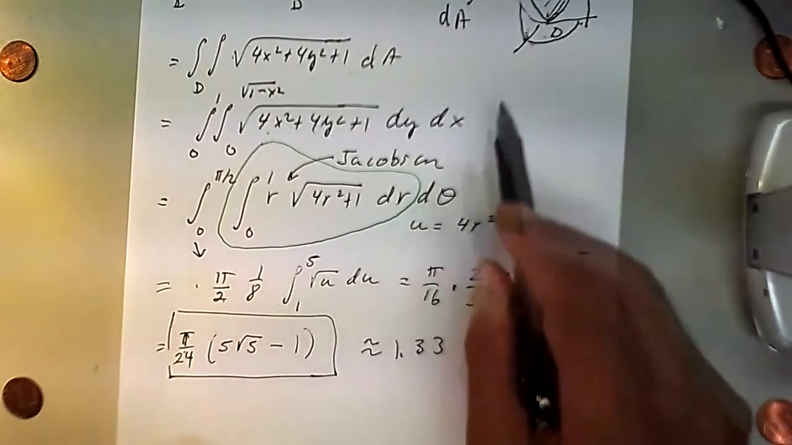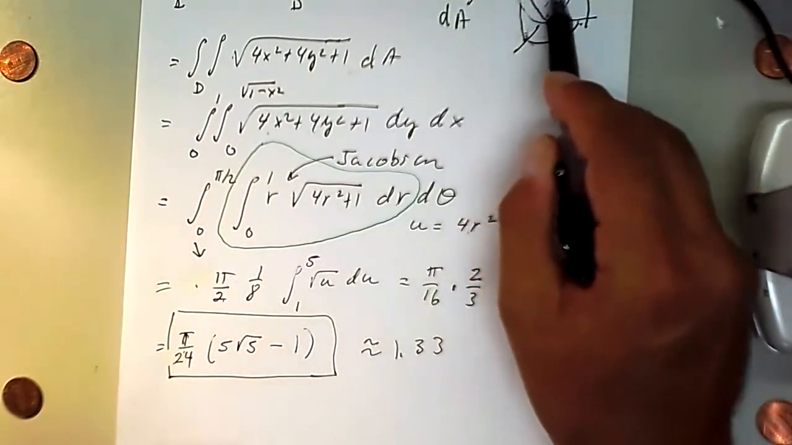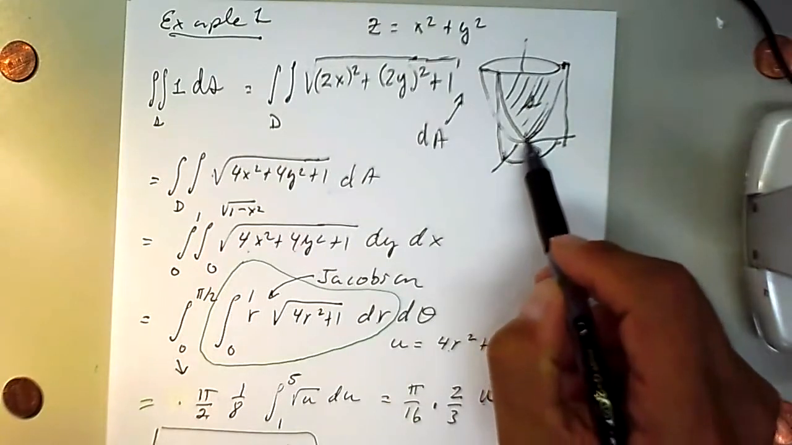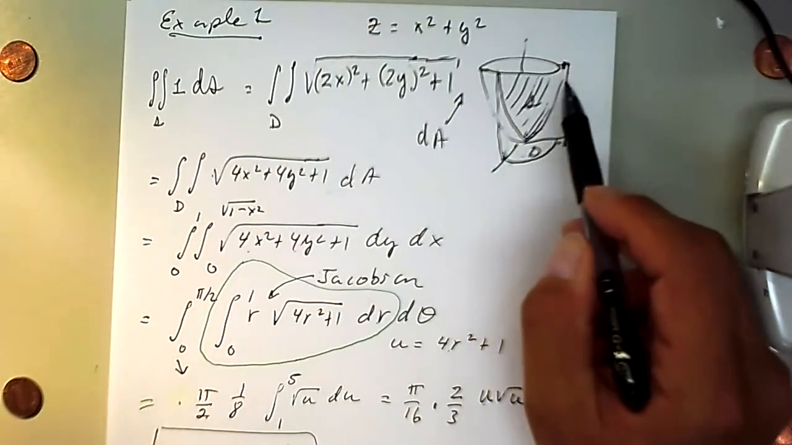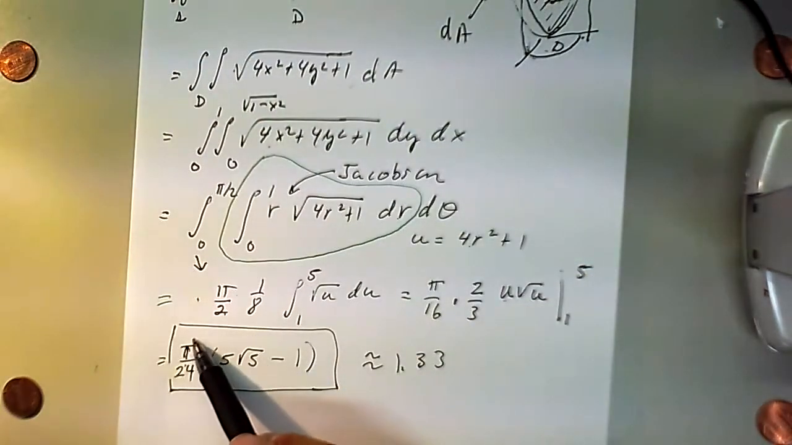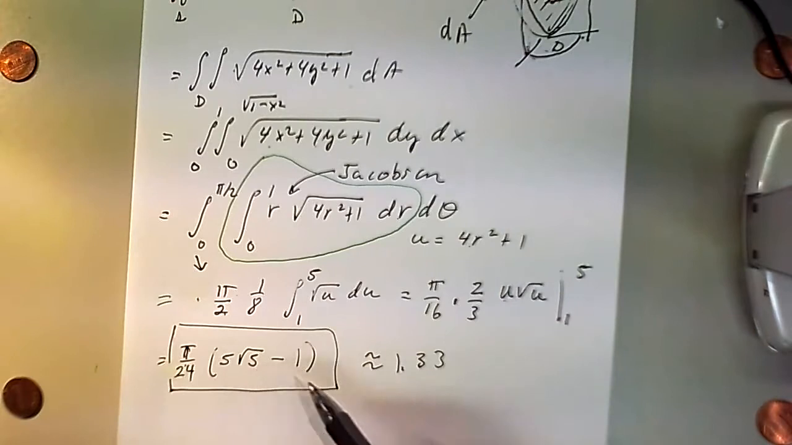If you wanted to find the surface area of the entire paraboloid from up to a height of 1, which is what this is, then we would have to multiply this by 4, and we would end up with pi over 6 times 5 root 5 minus 1.